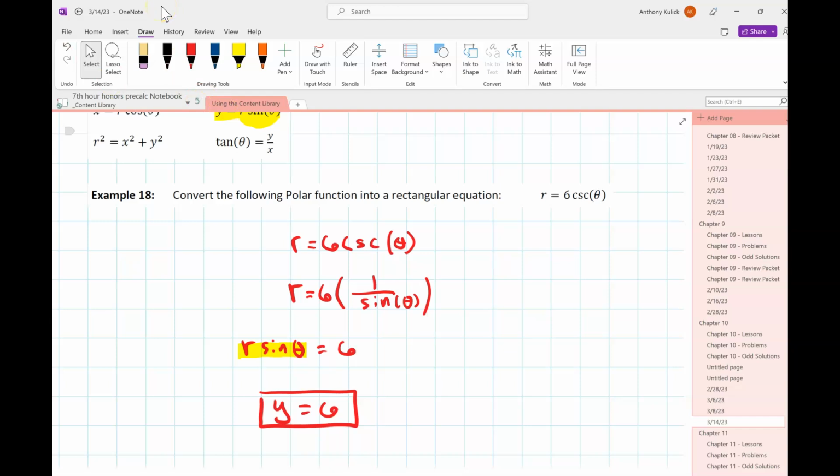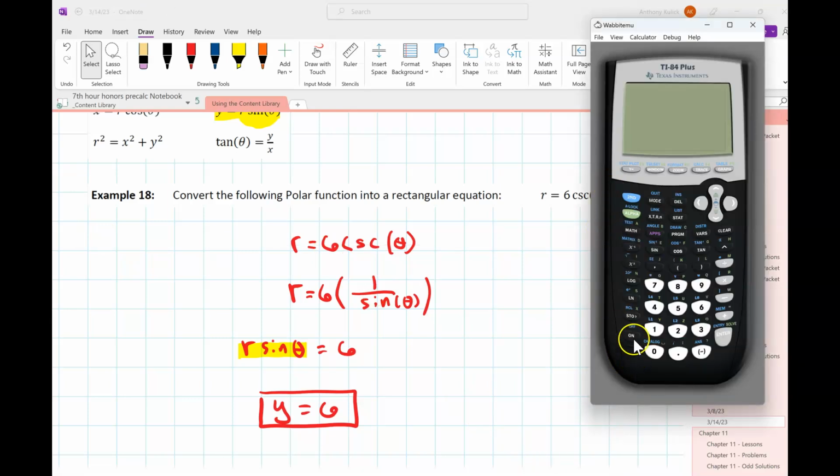Y equals 6? It's just like a horizontal line, isn't it? That seems like that shouldn't be right. Let's look at our calculator. I'm going to be in polar function. I'm graphing, so I'm going to change it back to radians. And r equals 6 cosecant. Well, I don't have a cosecant button, so I'm just going to do 6 divided by sine. And then let's hit graph.